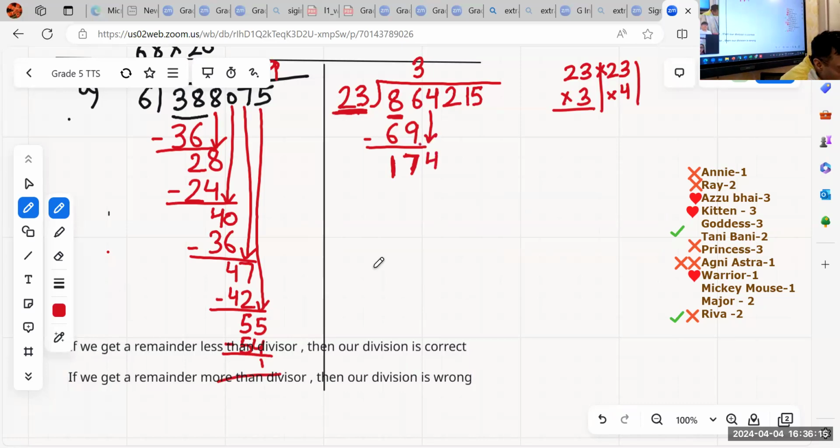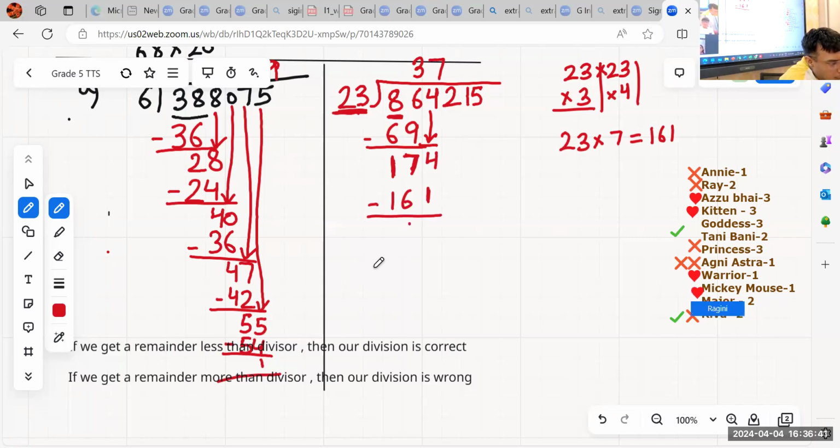Now, for this question, because this number is very close to 25, I will use 25 sevens. 25 sevens are what? 175. So here I will multiply 23 times 7. I will get 161. So I will use 7, 161. Any doubts till here, guys?